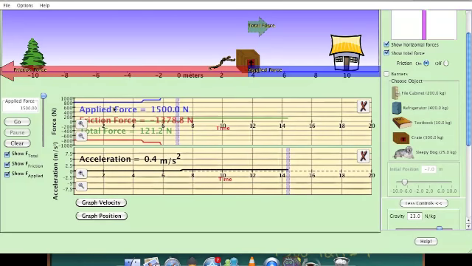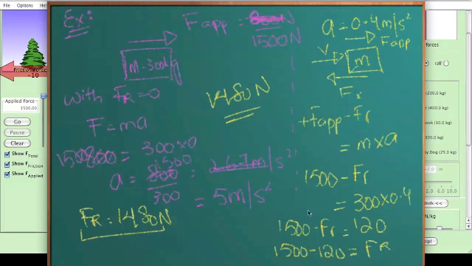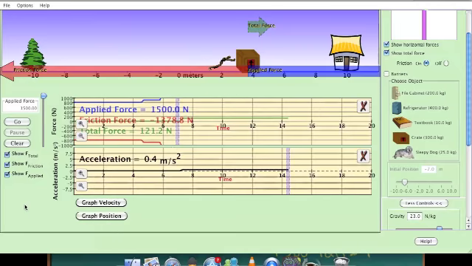Let's see, graph applied force. So this is the total force 1500, and the acceleration was 0.4 meters per second square. And sorry, not 1480, I'm sorry. This is 1500 minus 120, which makes it 1380. So friction force is 1380. Now this is what it tells you, 1378.8 newtons.